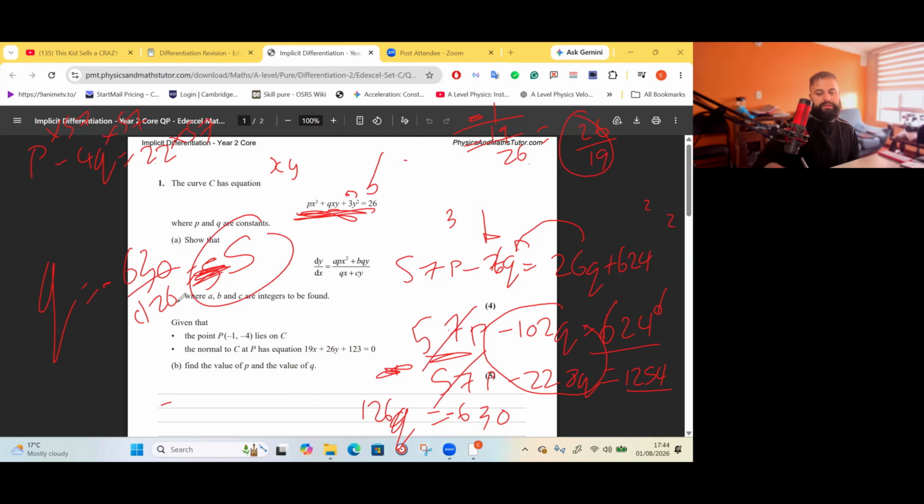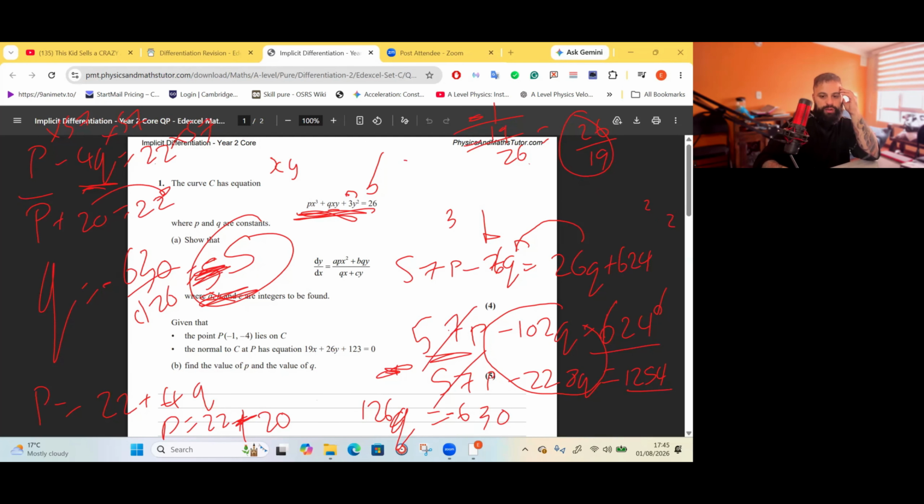Let's work out what p is. p is just going to be 22 plus 4q. So p plus 20 is equal to 22, because minus 4 times minus 5 is actually plus 20. Then you minus the 20. So p ends up equaling the number 2, and q is equal to the number minus 5.